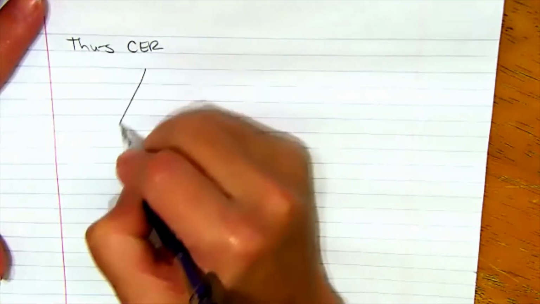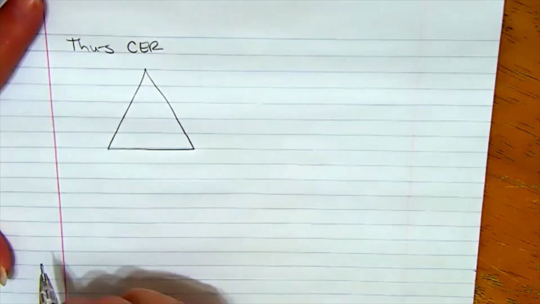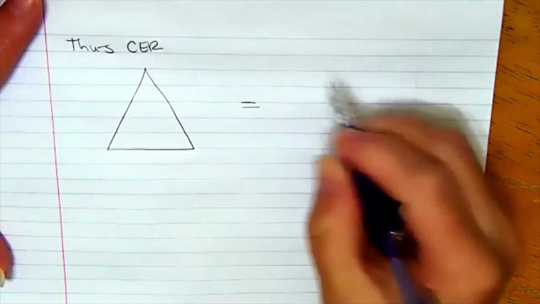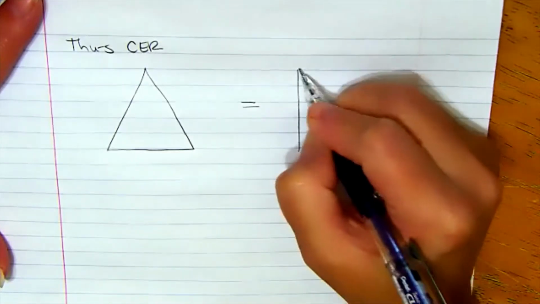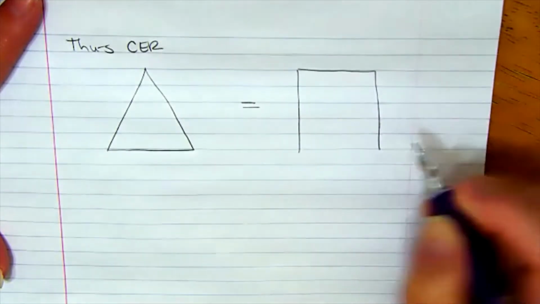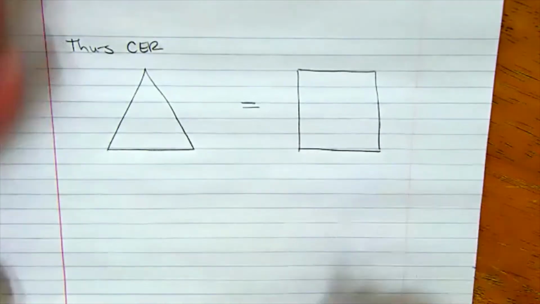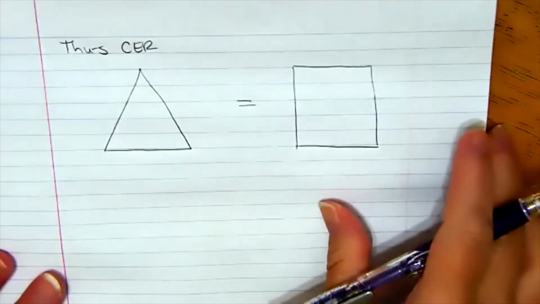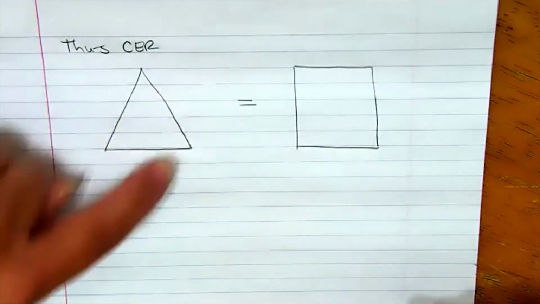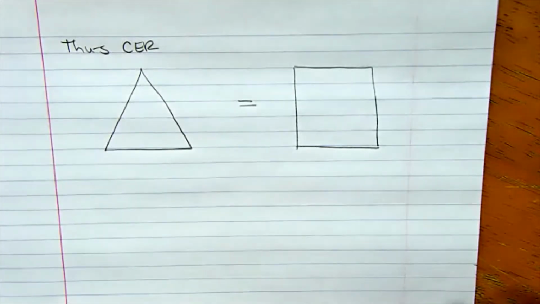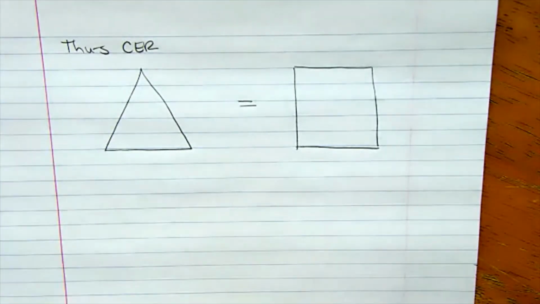Okay, so this is Thursday's CER. Now the problem says the perimeter of an equilateral triangle is equal to the perimeter of a square. It also tells us that each side of the triangle is 3 inches longer than each side of the square.